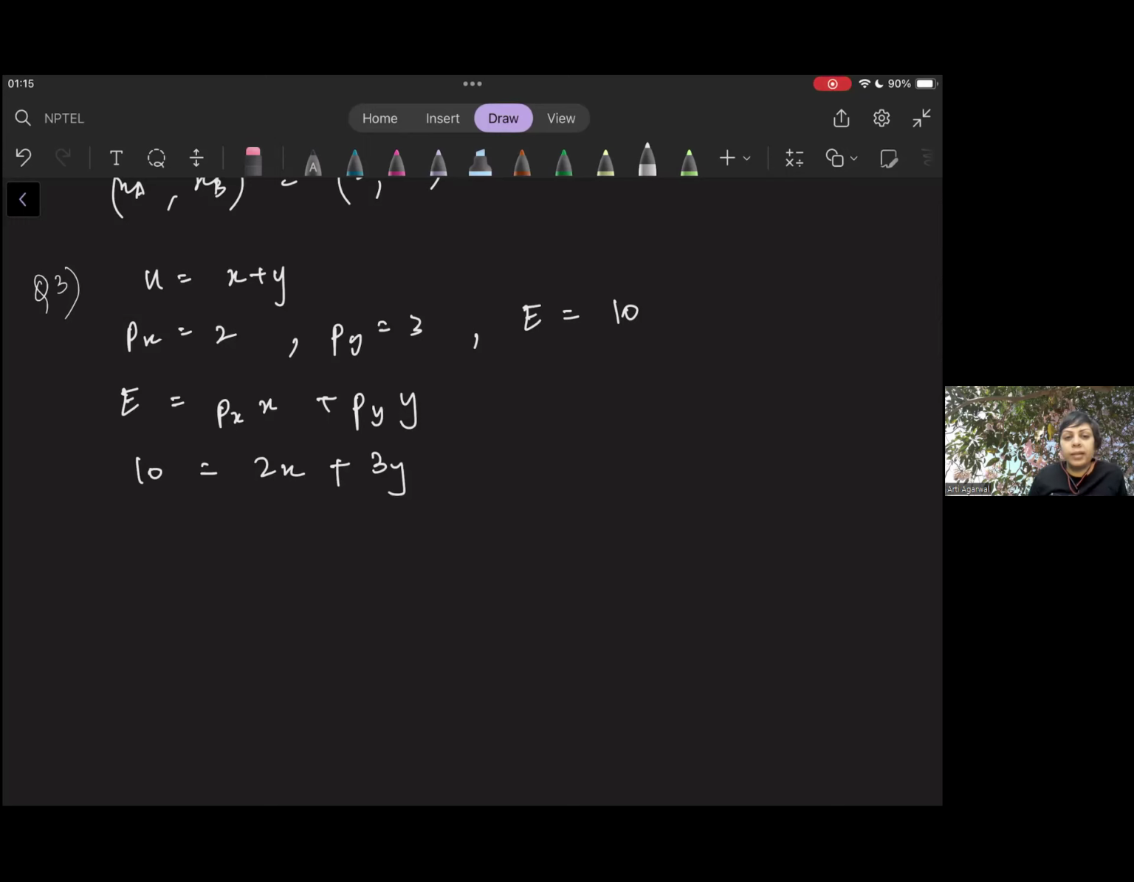Okay, so now what we can see is that this is the case of perfect substitutes and the price of Y is higher than the price of X. So what will the person do? Does this person have a name in this question? Yeah, it just says consumer. Okay, so what will the consumer do?